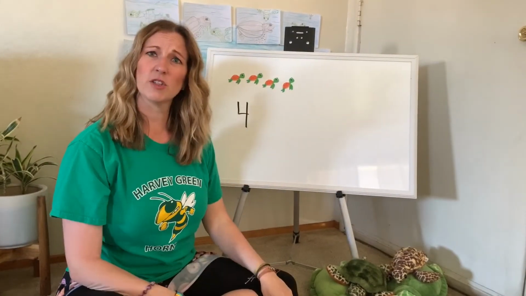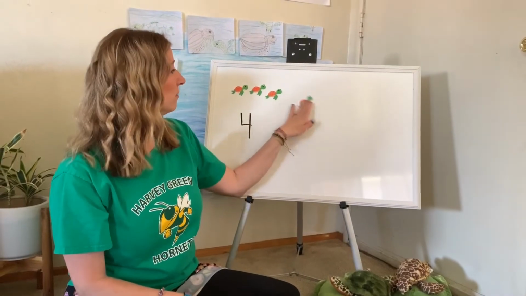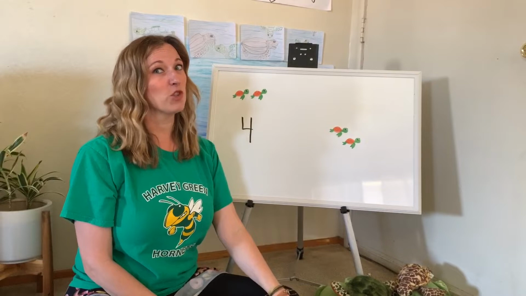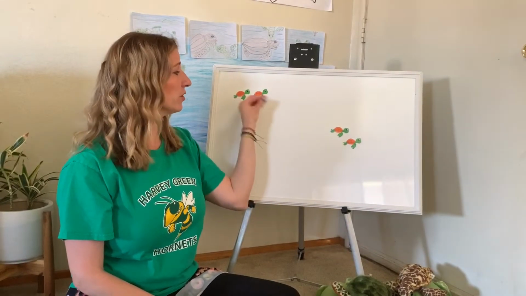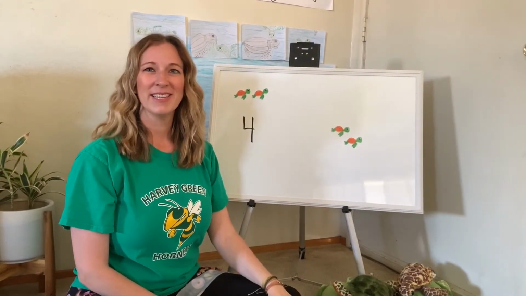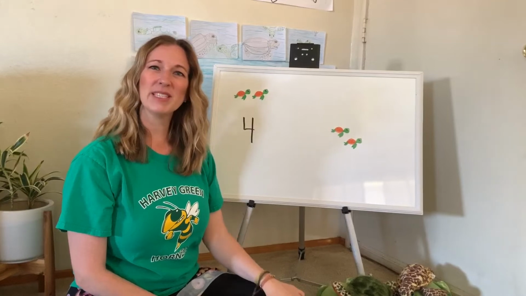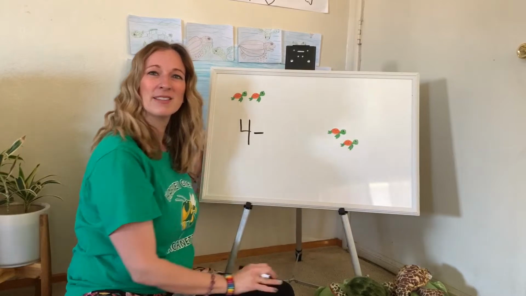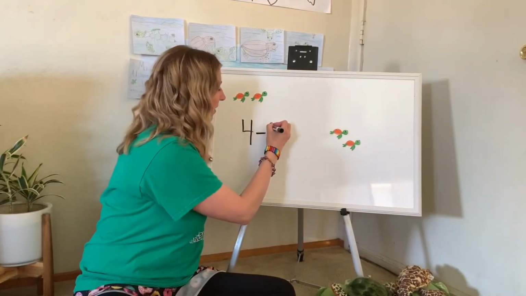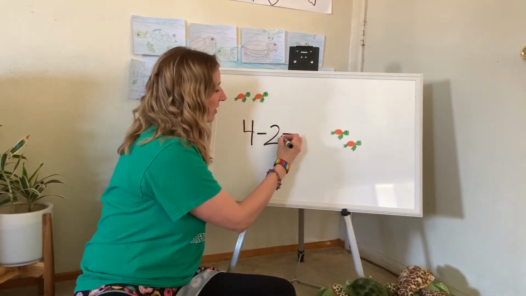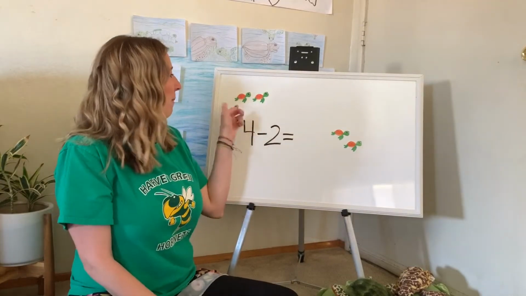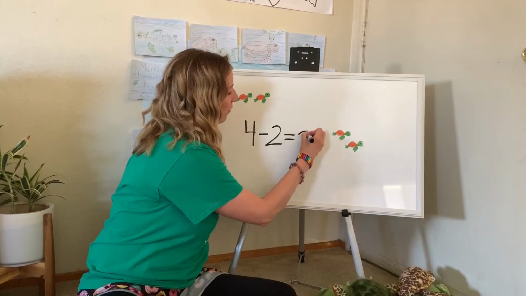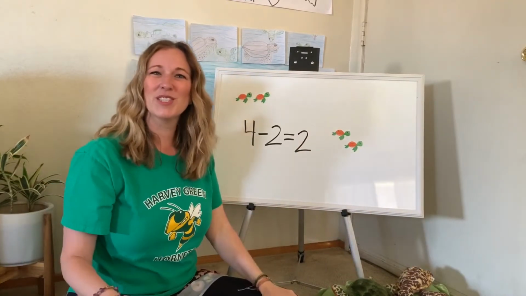2 of the sea turtles swam away. 1, 2. So am I going to add or subtract? Did I add more turtles or did I take some away? I took them away. So that means I'm going to subtract. And how many did I take away? 2. So I'm going to write 2. Now, what does that equal? How many are left? 1, 2. So 4 minus 2 equals 2.